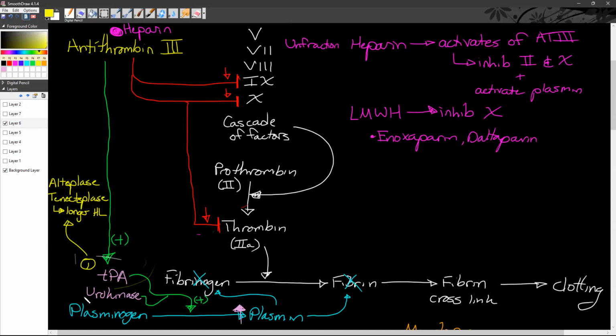The other one is using a different enzyme called urokinase, which, instead of activating the conversion of plasminogen to plasmin, directly does the job. So urokinase is the second thrombolytic that we can give.